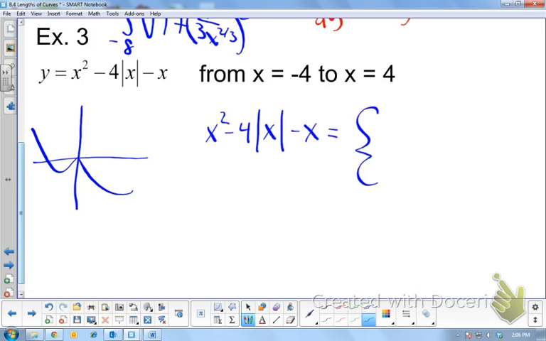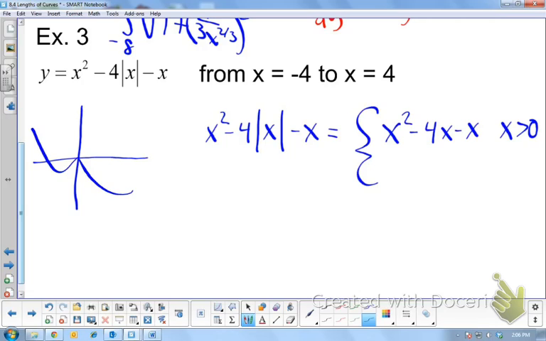So we've got to split this up. When we have absolute value, it means two possibilities. Our first possibility is when this value is positive, it doesn't do anything. If our numbers in here are positive, they stay positive. So our first possibility is nothing changed when our x values are positive.